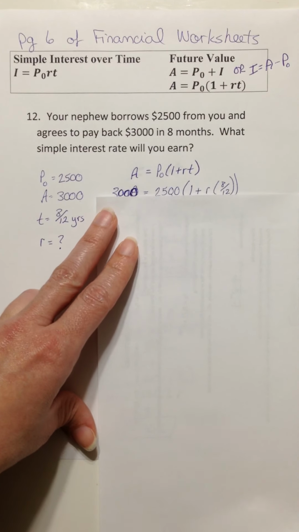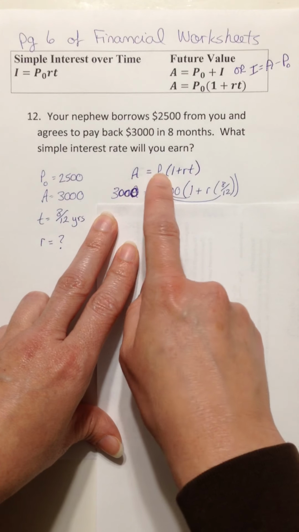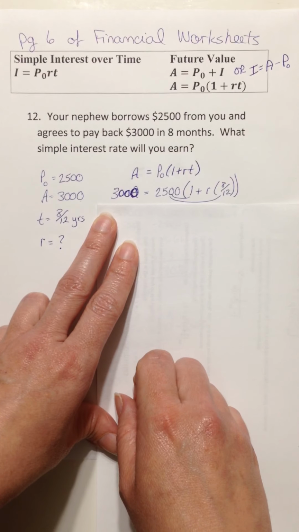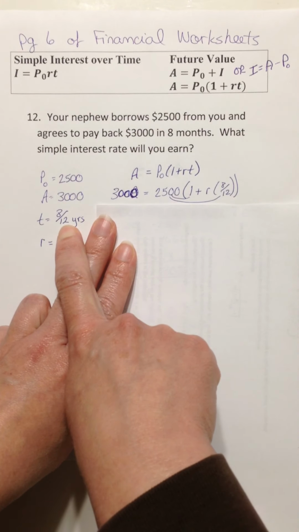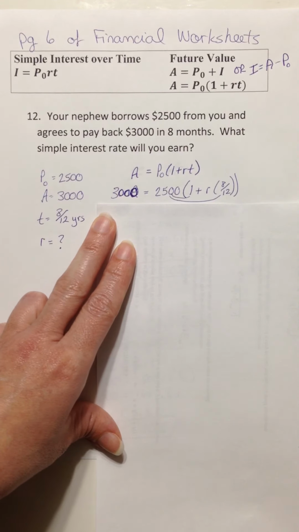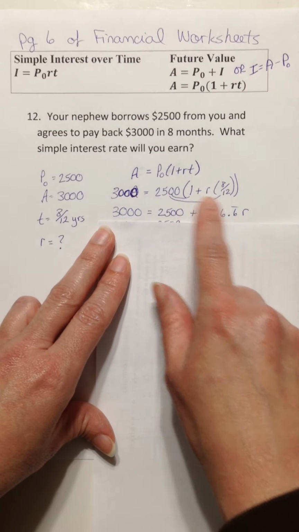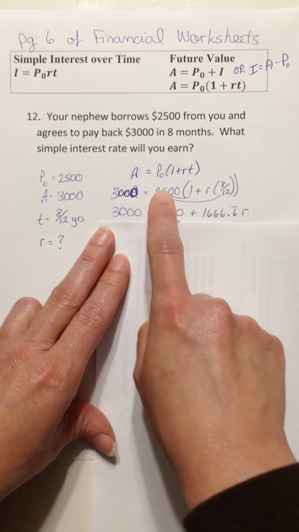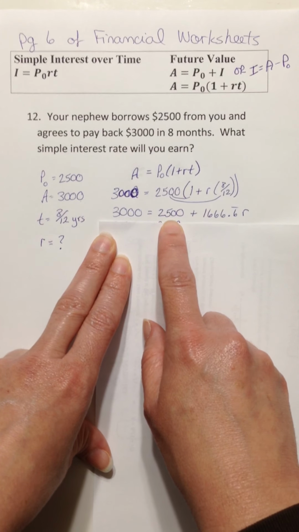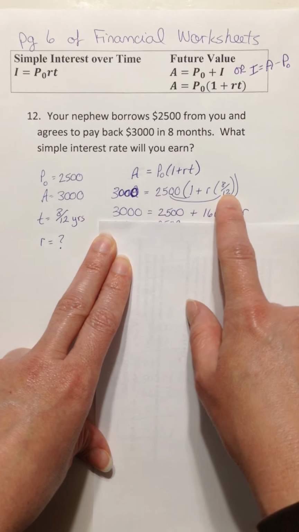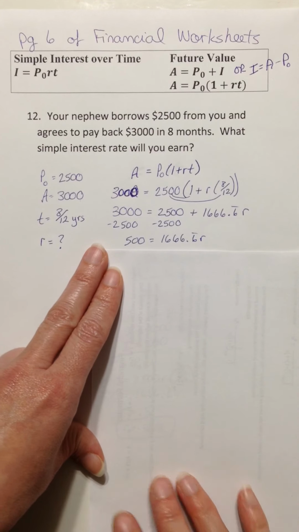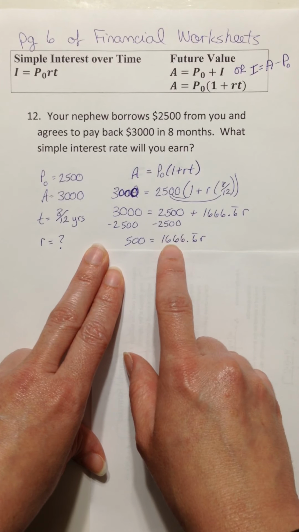So you would use your future value formula, plug in your 3,000 for A, 2,500 for P, your 8/12 for time. If you reduce that to a reduced fraction or change it to a decimal, you'll get the same answer. So you cannot put this into your calculator because you have a variable. You have to distribute or divide by it. So 2,500 times 1 is 2,500. 2,500 times 8/12 will give you this. Subtract your 2,500 over. Then divide by this.